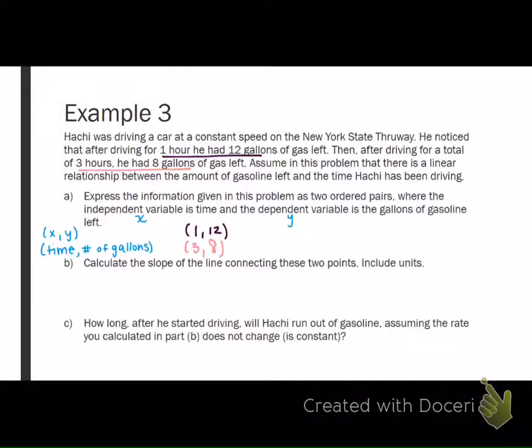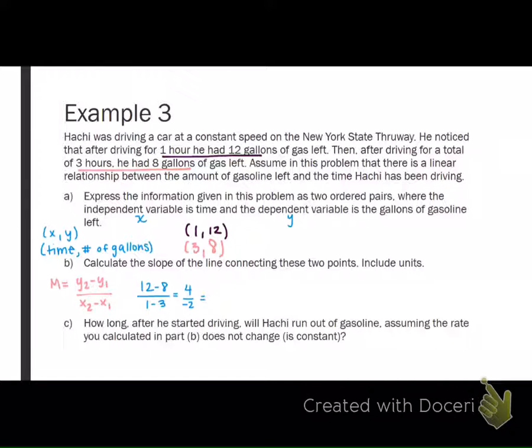So it says, calculate the slope of the line connecting these two points. So we're then going to calculate the slope. So what would that look like for us? Connor, what would that look like for us? What would we subtract on the top? 12 minus 8. Over? 1 minus 2, or 3. There you go. So it's 4 over negative 2, which is just negative 2.